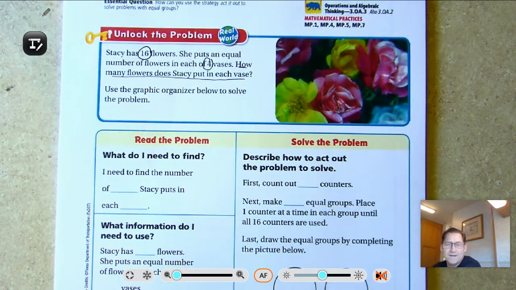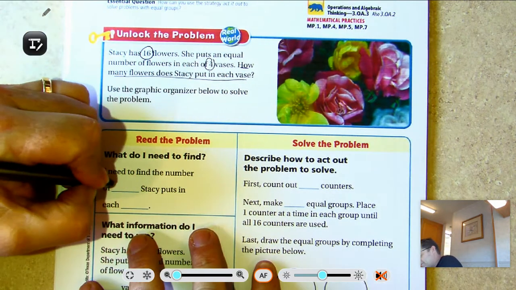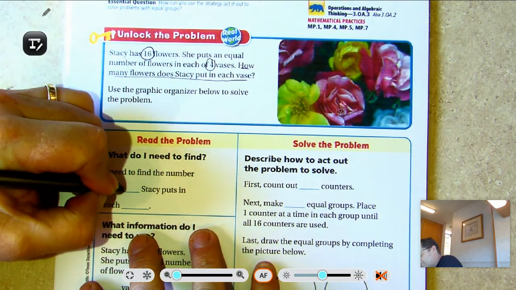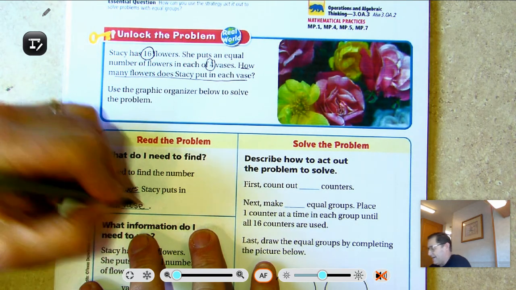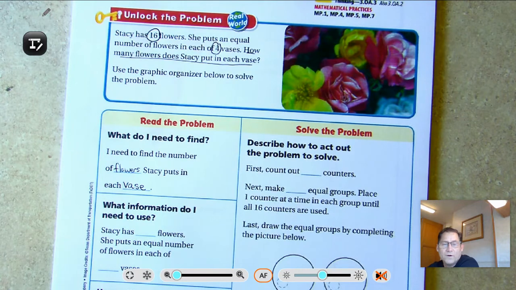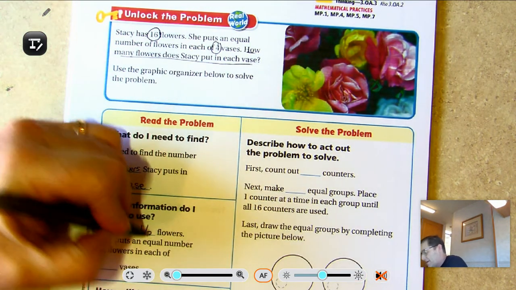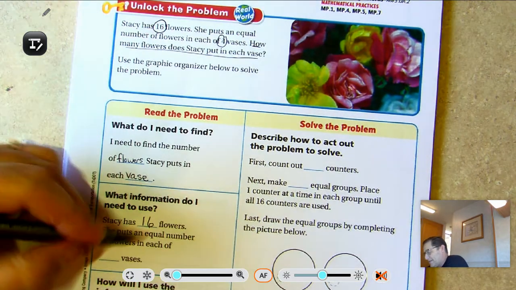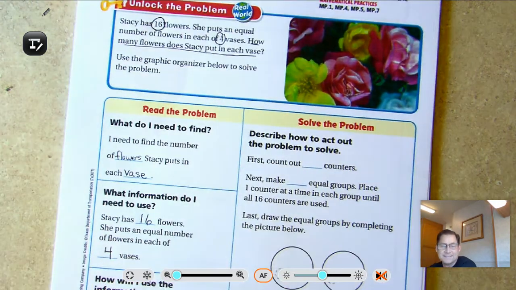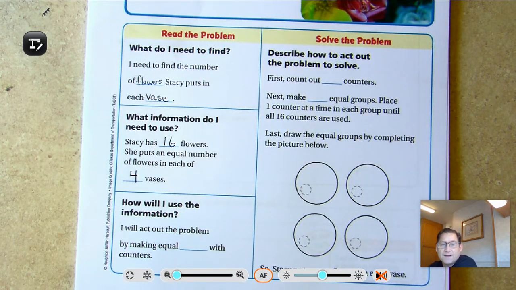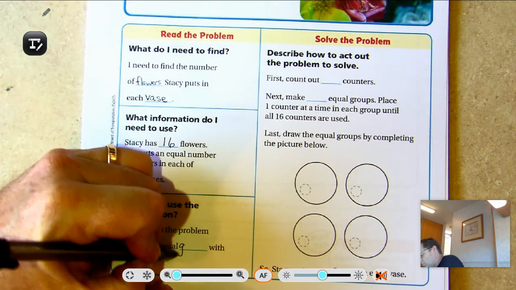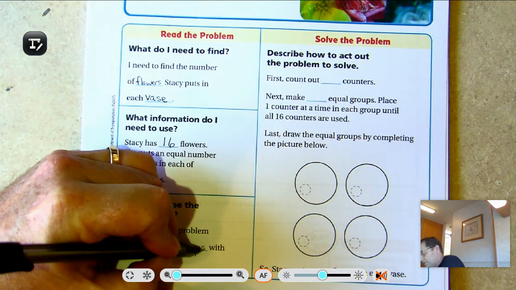All right, so what do I need to find? I need to find the number of flowers Stacy puts in each vase. What information do I need to use? Stacy has 16 flowers, and she puts an equal number of flowers in each of 4 vases. So how do I use the information? I will act out the problem by making equal groups with counters.